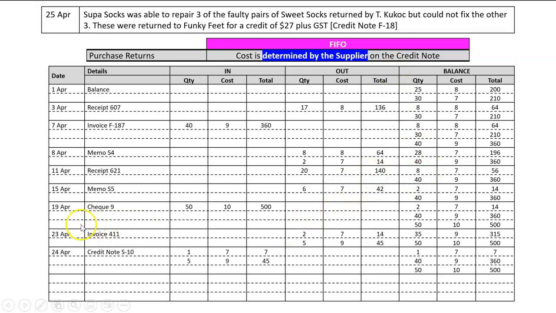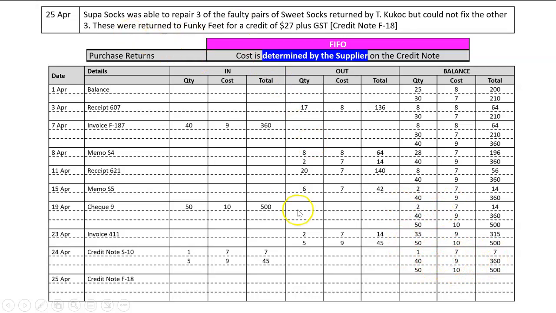So let's just look at this story here. This customer came in on the 23rd and bought 7 pairs, and we just assumed it was those 7 there. Then the customer brought back 6. So we said the ones that came back in were these ones. Now what we're going to do is on the 25th of April, we're going to send them back. So there's a credit note F18. We're going to send them back out, but only 3 of them, because we said we could fix 3 of them. So 3 of them are going to stay in inventory. They can just stay over here.